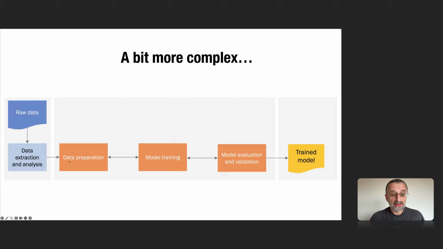The next stage is data preparation, typical for modeling, for model training. We need to prepare the data, we need to reshape the data, clean the data, perform feature engineering. We are talking about this in other courses. And next we have model training, which is quite easy, by the way, and model evaluation and validation. And at the end of the day, we have the trained model. So that looks like that.